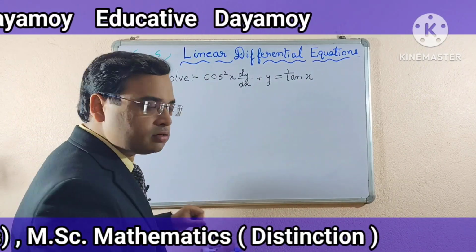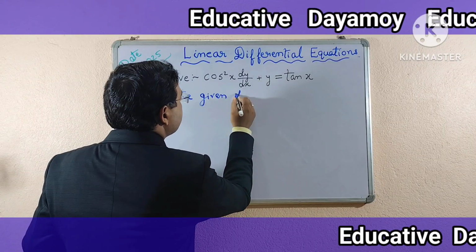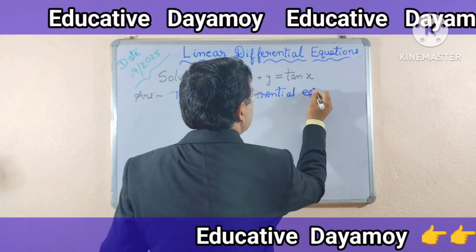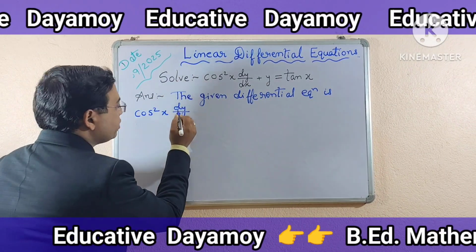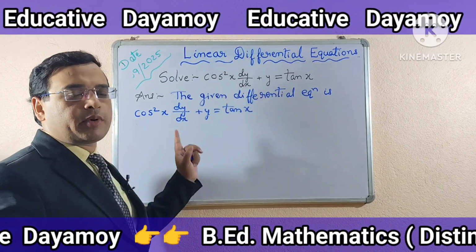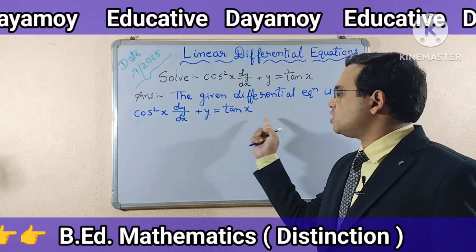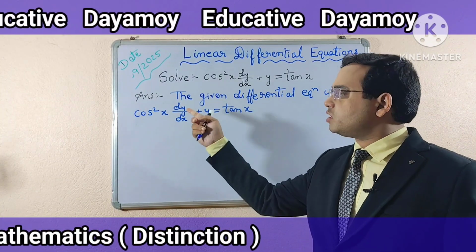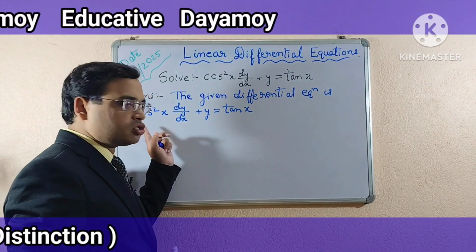What will I write here? The given differential equation is cos square x dy by dx plus y equals tan x. Okay. This is the proper technique of writing the answer. See here that this is the differential equation of first order and first degree. And now what will we do here? We will divide both sides of the equation by cos square x.